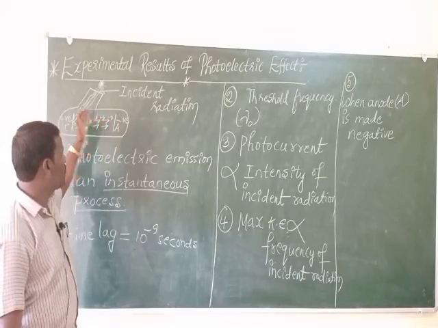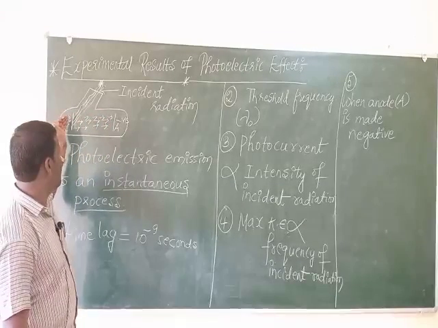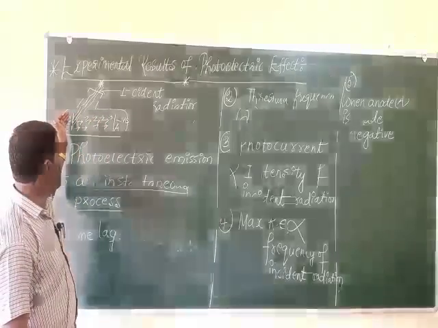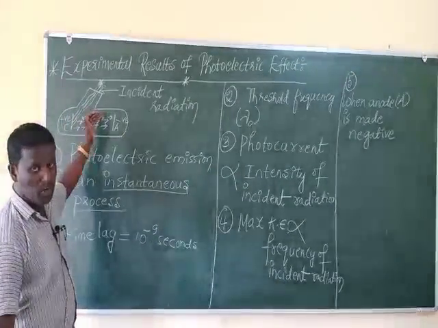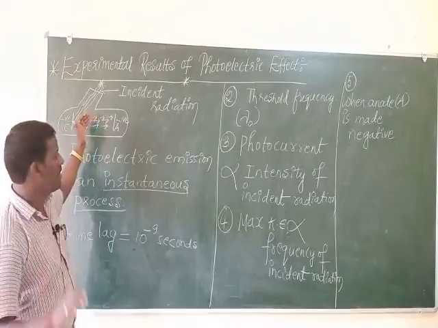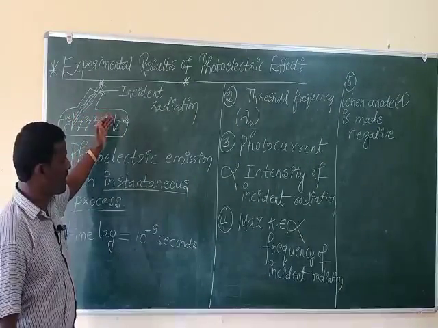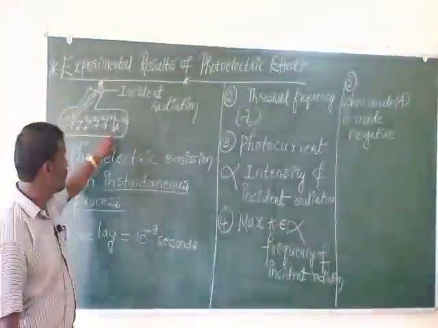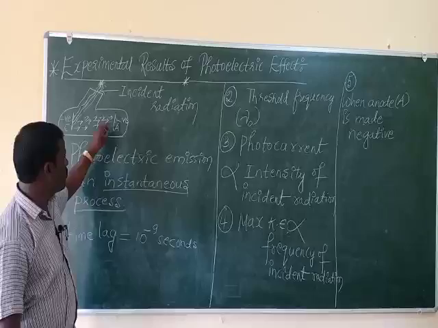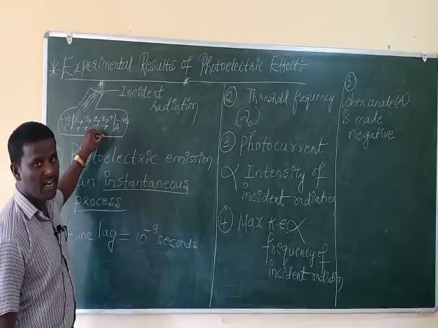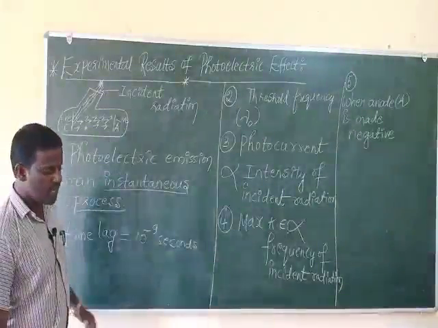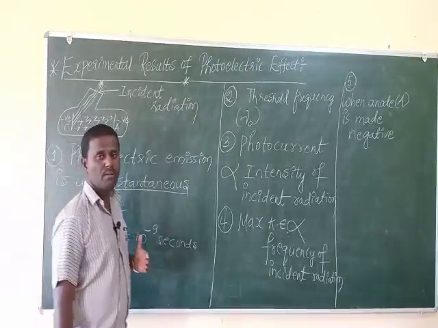So the number of photoelectrons which are coming from C to A decreases, but only the electrons which are having more energy come towards plate A. But if you keep increasing the negative potential to the plate A, even the highly energetic electrons are not able to reach the plate A. So thereby photocurrent becomes zero.